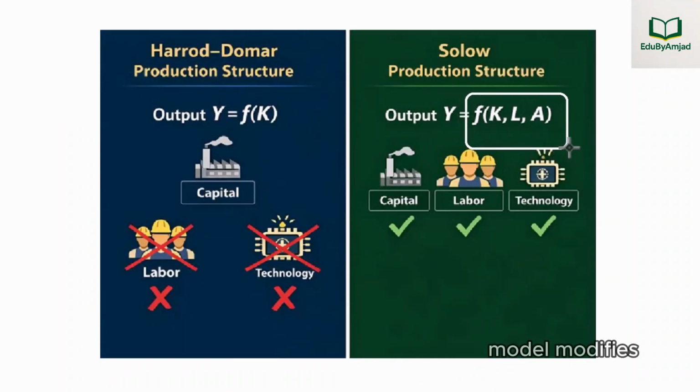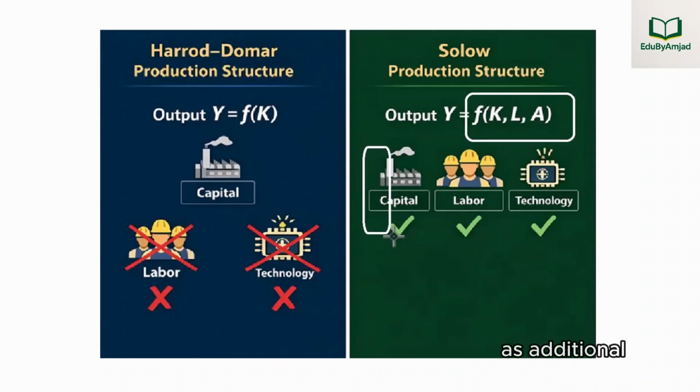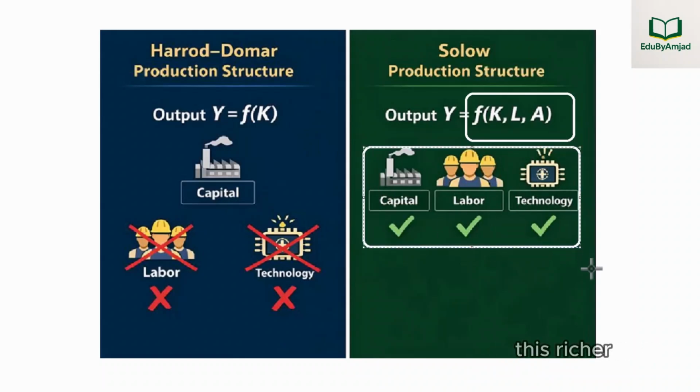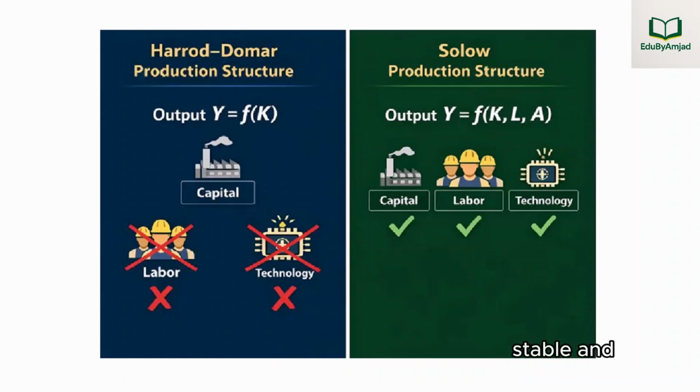The Solow model modifies this structure by explicitly incorporating labor and technology as additional inputs in production. This richer production framework introduces adjustment mechanisms that allow the economy to respond to disequilibrium, making the Solow model stable and convergent.